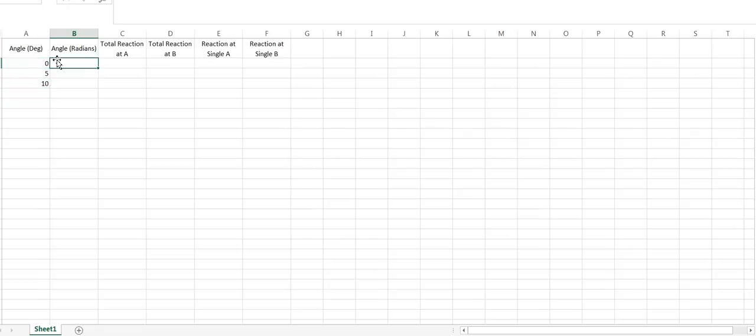Excel likes things in radians, so I'm just going to convert this into radians. Equals 2 times pi divided by 360. Excuse me, that's not right. Yes, that's right. 2 times pi divided by 360.